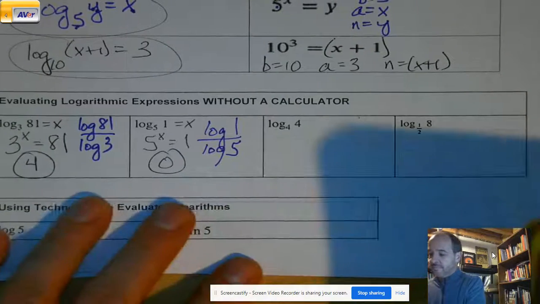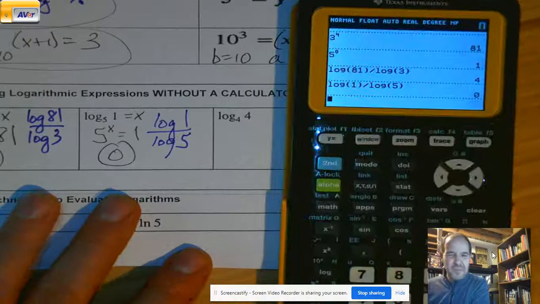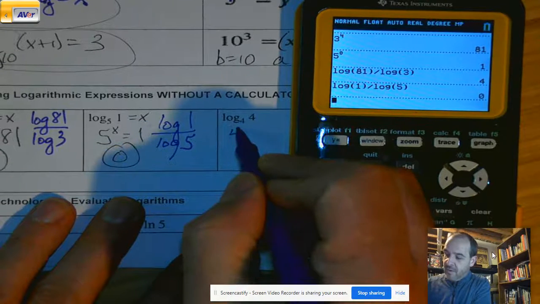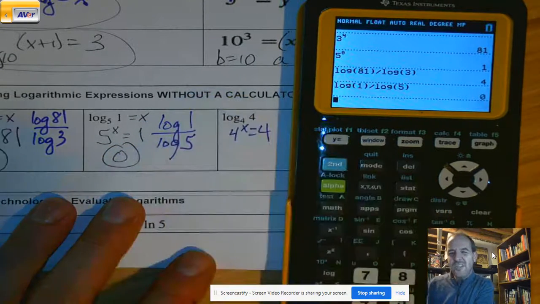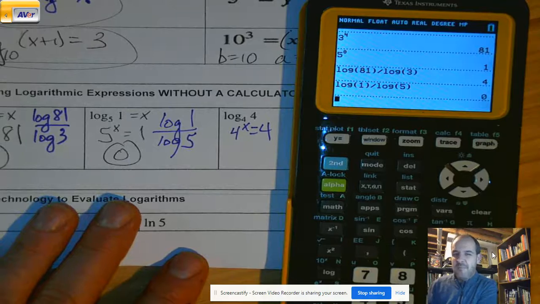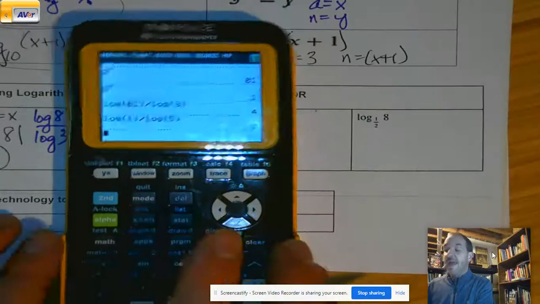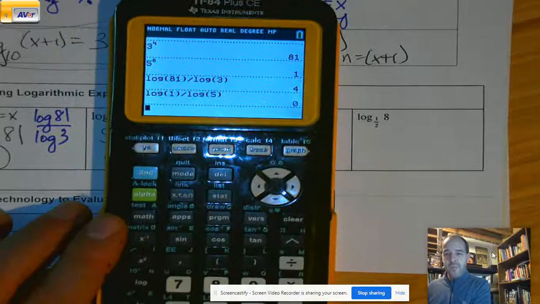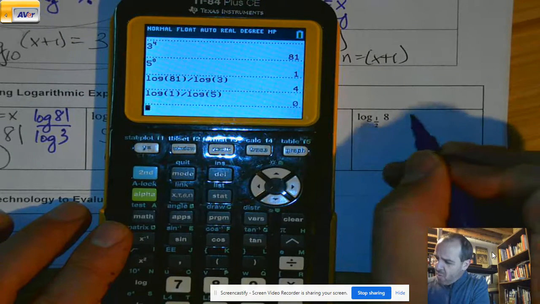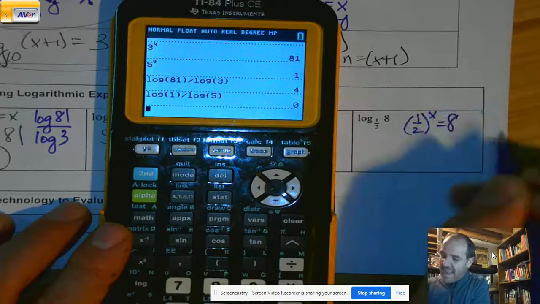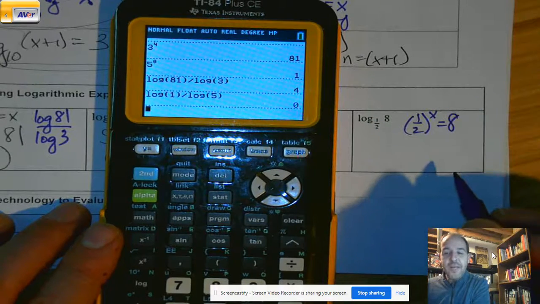The question is, do you really need it on all of them? 4 to the x power equals 4. Do you really need to change base on that? Really? 4 to what power is 4? 1. Okay, we don't need it for that. Maybe over here, though. 1/2 to what power equals 8? You really think I could figure this out?